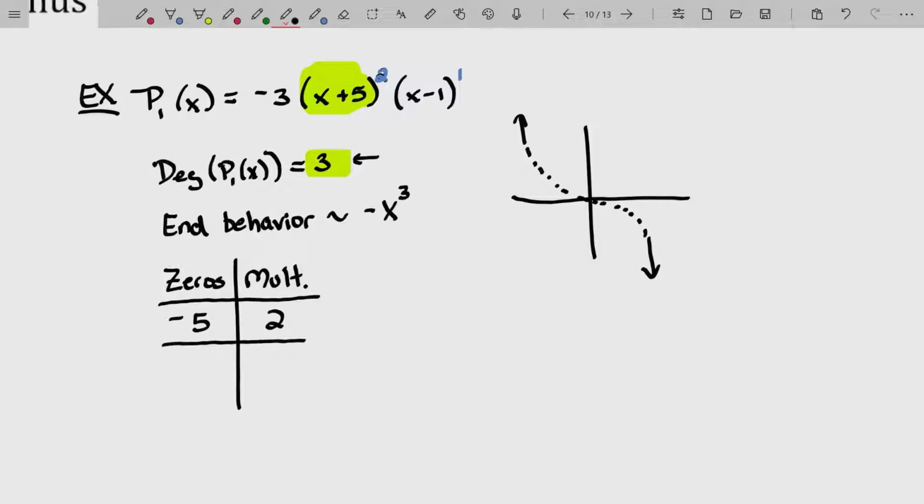And the other zero is at 1. Again, it's from this factor right here, and its multiplicity is 1. The multiplicities actually should add to the degree of the polynomial. That's kind of important to note.